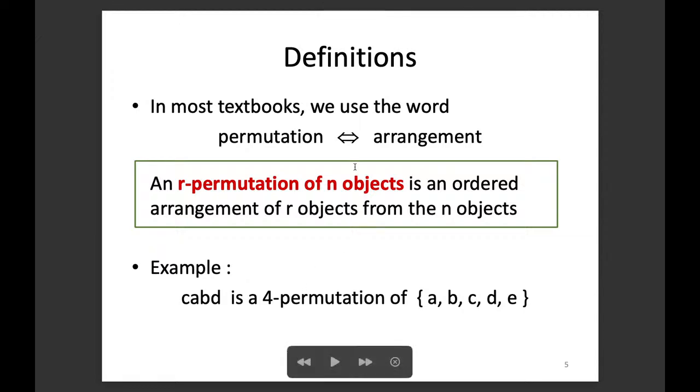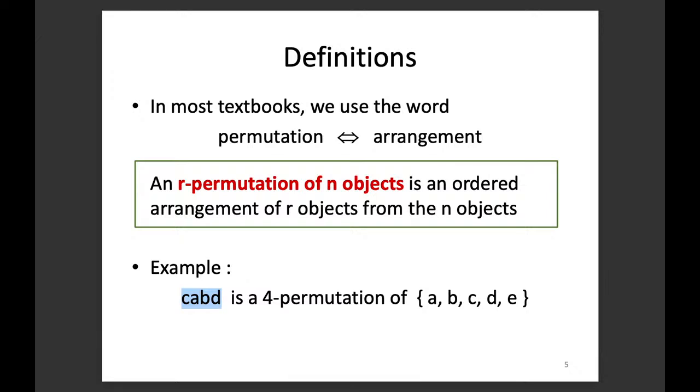Similarly, arrangement has another name. In math textbooks, it is usually called a permutation. Suppose that we have n objects to begin with, and we want to select a number of items and make an arrangement of them. Then it is called a permutation of these n objects. An r-permutation describes the number of objects that we are selecting. For instance, we have five objects A, B, C, D, E, and we are only selecting four of them to create a particular arrangement. In that case, C, A, B, D is a permutation, and it is also called a four-permutation because there are four items inside.